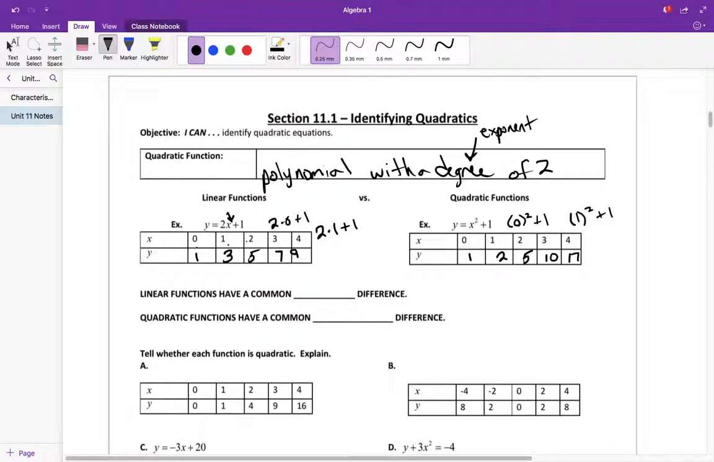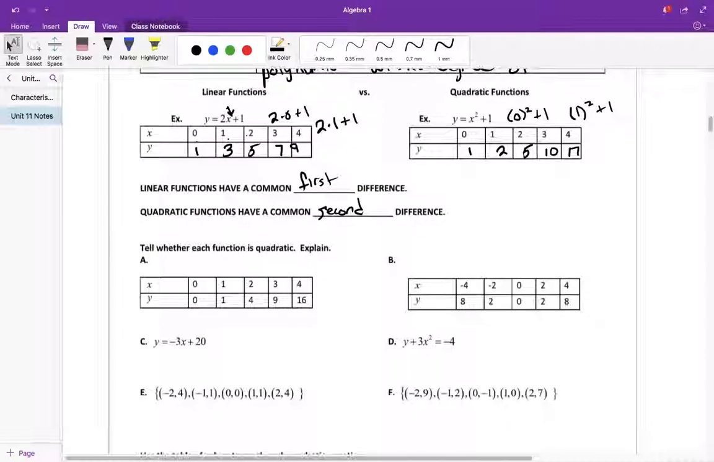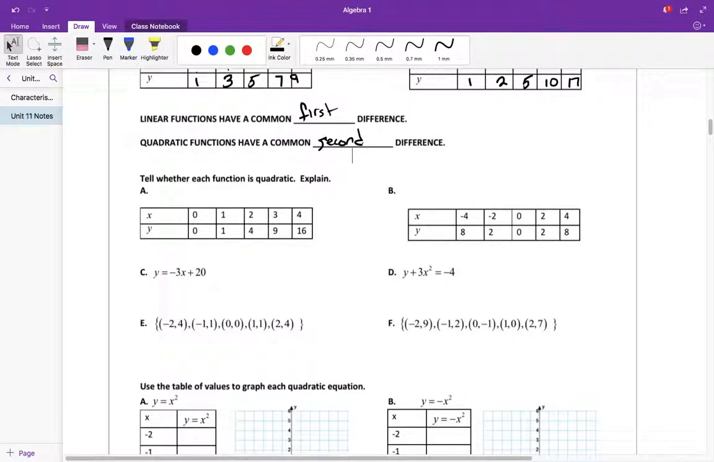So how do you identify them from a table? Linear functions are going to have what's called a common first difference, whereas quadratic functions are going to have a common second difference. And so we're going to look at a couple examples of that with examples A and B here. So example A, let's look at what the common difference is. So to get from 0 to 1, we go up by 1. To go from 1 to 4, we go up by 3. From 4 to 9, we go up by 5. And 9 to 16, up by 7. So notice that we're not going up by the same number each time.